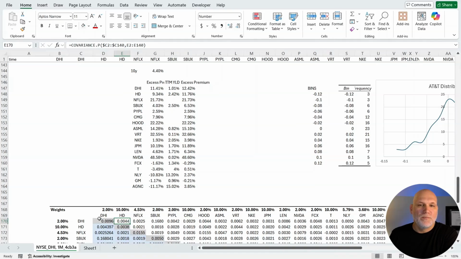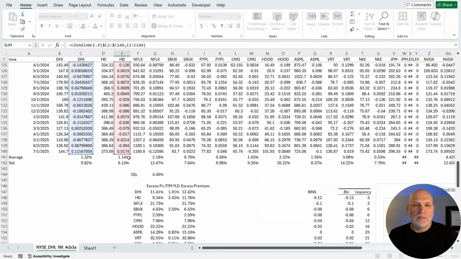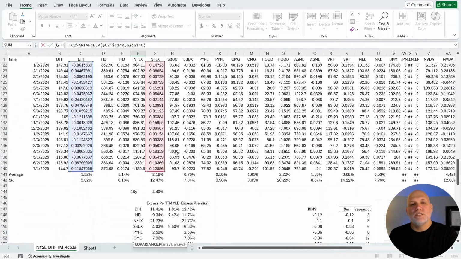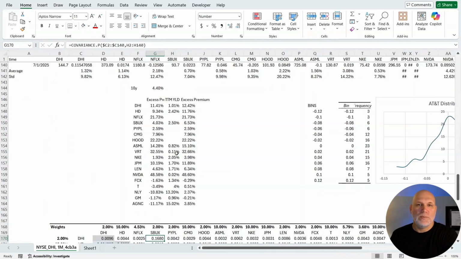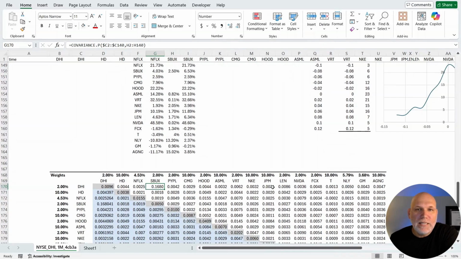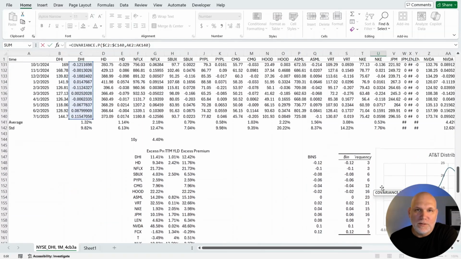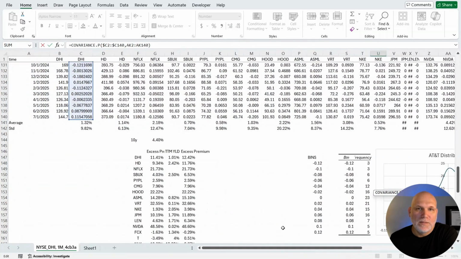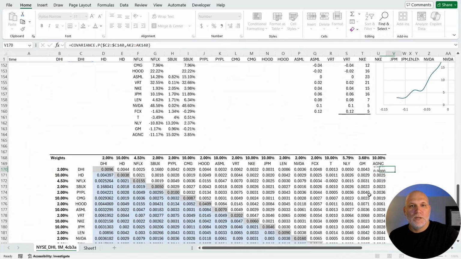How does DHI compare with Home Depot? I go do that one. How does DHI compare against Netflix? And so I'm grabbing the monthly returns and comparing them to Netflix monthly returns because I need to see how the two stocks compare with each other from a monthly return perspective. I'm going to do that for each one of these. So then I get all the way down to AG&C, one of my favorites, and there's DHI, and there's AG&C all the way at the end. All right. So then I'm going to go down.